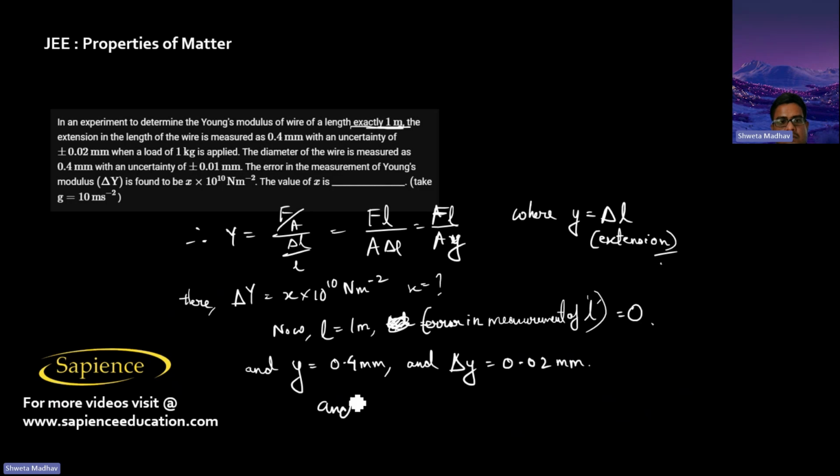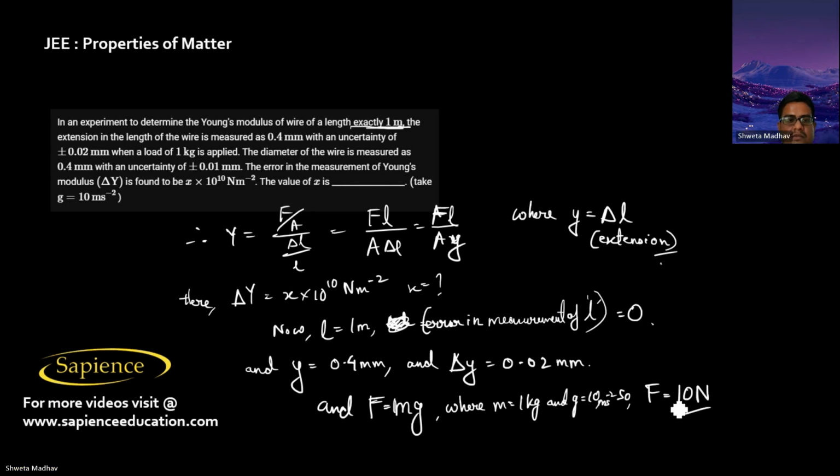And the load of 1 kg is applied means the load, which is the force, that is 1 kg. So now the force will be equal to mg, where mass is equal to 1 kg and g is 10 meter per second square. So I can say the load, that is the force, that is 10 newton. And this force is fixed, it has no error.